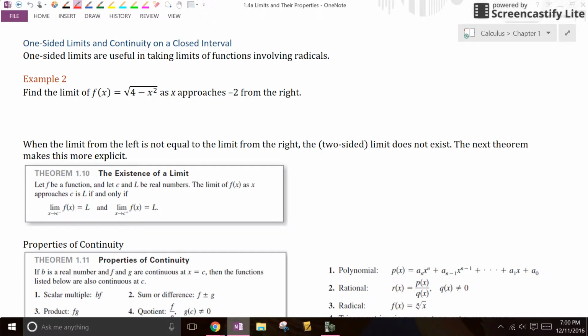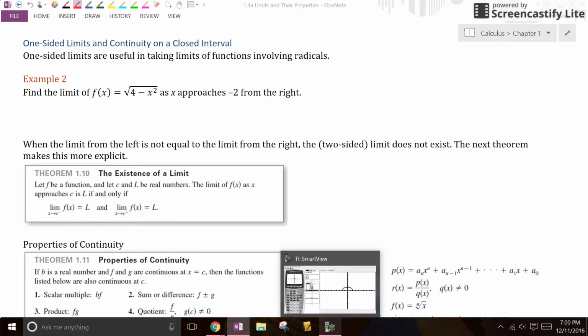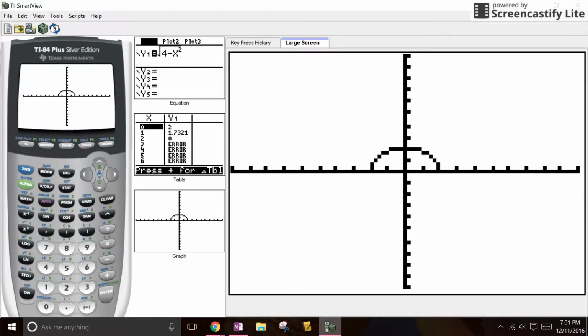So look at Example 2 where it says find the limit as x approaches -2 from the right. I fired up Sheila and I graphed her, and you can see there in the middle it's got the equation, and that's what the graph looks like. If I approach -2 from the right side, you can see that it's closing in on 0. Even my table shows that.